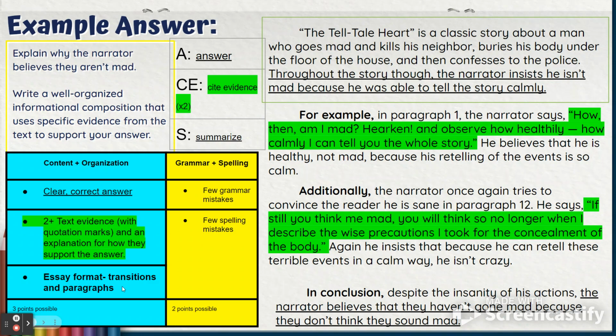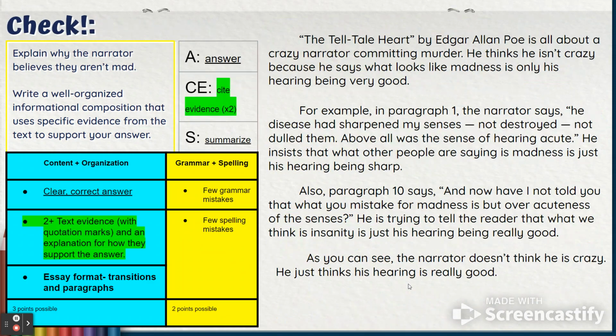And then the essay format is there. There are clear paragraphs with indents. There are transitions being used, for example, additionally. So this hits all the things that we need in this essay. Let's look at one more essay. Here's a different essay for the same prompt. Let's read it all the way through, and then we're going to check if it has the things we need.